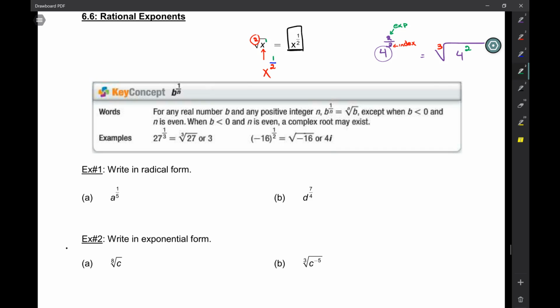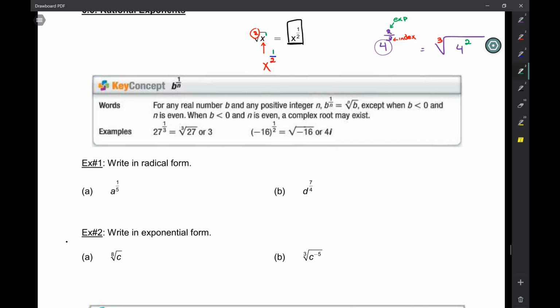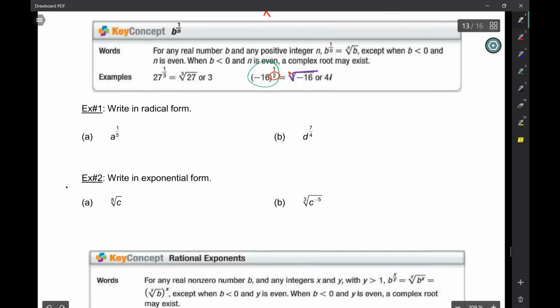Let's take a look at some examples. If you have a number to the power of 1/3, then you can write that in root form, and it'll be the cube root of 27, and that we could evaluate. What's a number that you could multiply by itself 3 times and get 27? It's 3. Same thing with this one. Now I have -16 to the power of 1/2. When I do my root, this 2 becomes the index, so that's just the square root of -16, which will then become 4i.